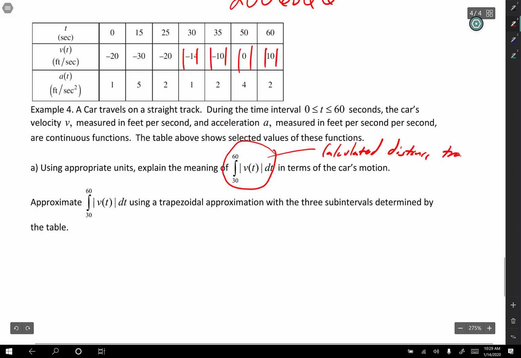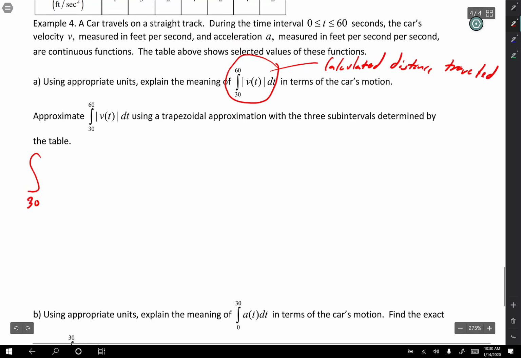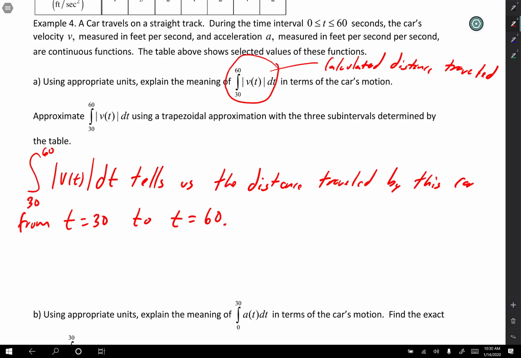All right, let me tell you how you're going to have to write it for full credit. Ready? For full credit, here's what you're going to have to write. You're going to write the integral from 30 to 60 of the absolute value of v of t tells us the distance traveled by this car from t equals 30 to t equals 60. Done. That's full credit for the first part.